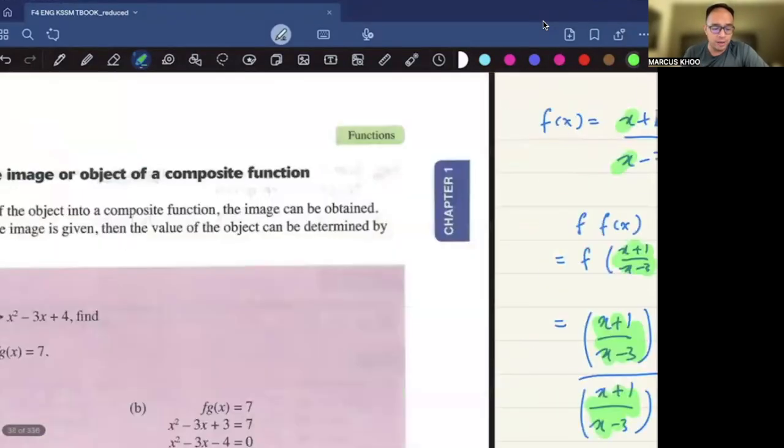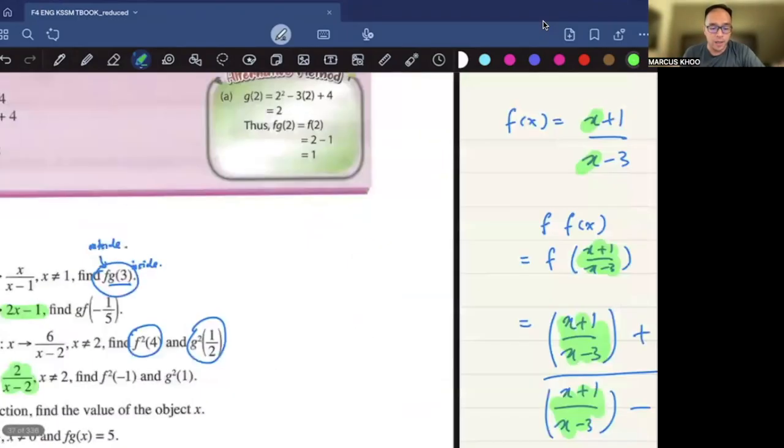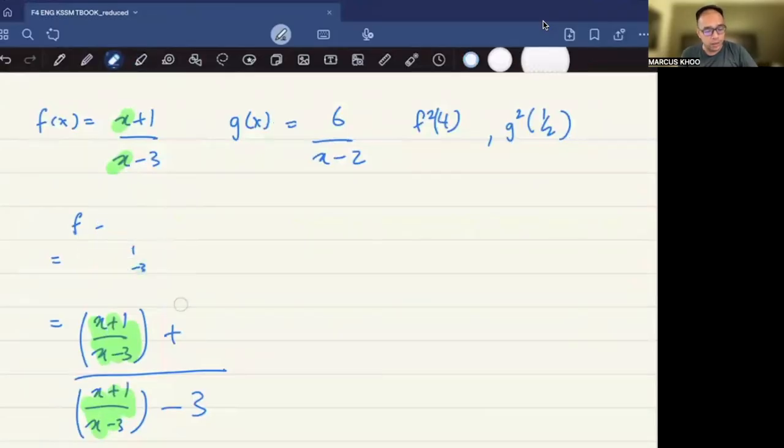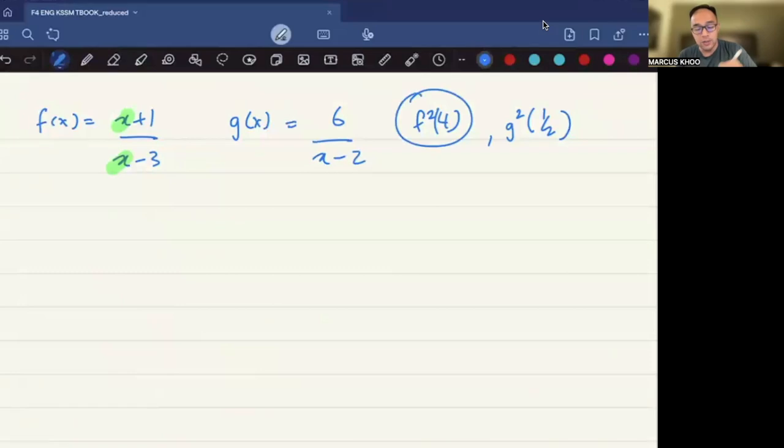But for question B, look at the function. The function is so simple. Do method number two. If you have a complicated function like this one, I would say do method number one because you don't want to waste too much time doing all the fractions and stuff like that. So let's switch back to method number one. The question is ff4. So let's settle the inside function first.